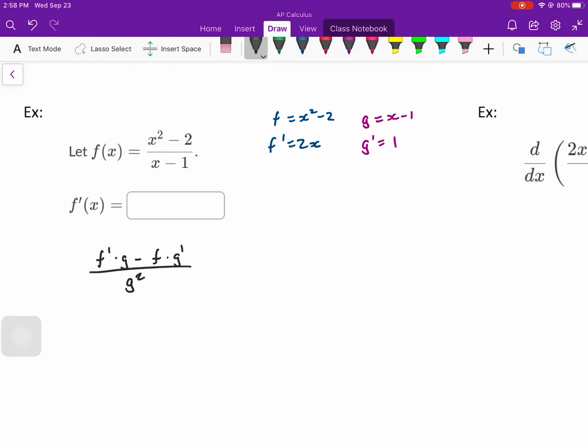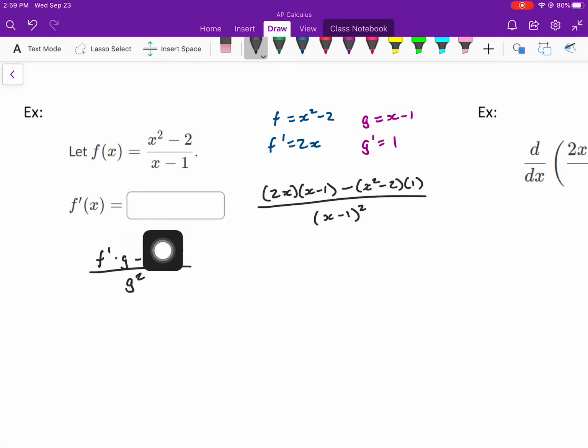So running it through our rule, we're going to do f prime times g. So that's going to be 2x times x minus 1 minus f times g prime over g squared. Now technically this should be good for a free response, but we're going to go ahead and simplify it. That's where all the work comes in.